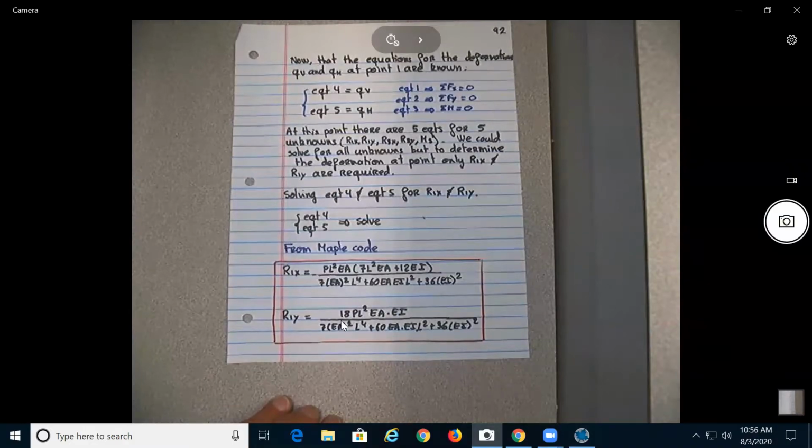Then another thing I mentioned during the notes but not on the video is that this is EA. Remember, this is E times A, okay? So this is not one variable. This is E times the area. This is E times the area. This is E times the moment of inertia, okay, for this term. All right.